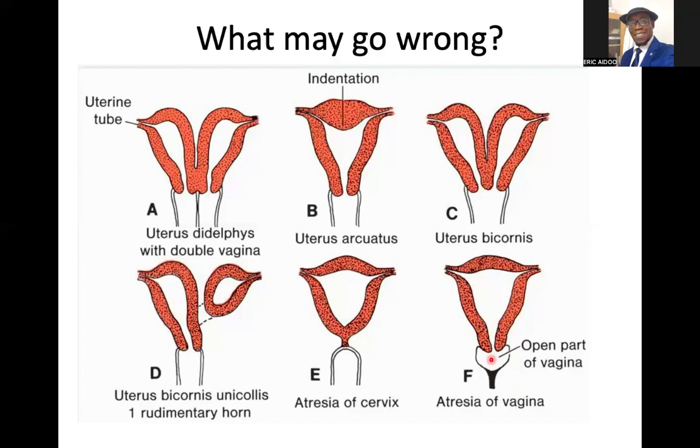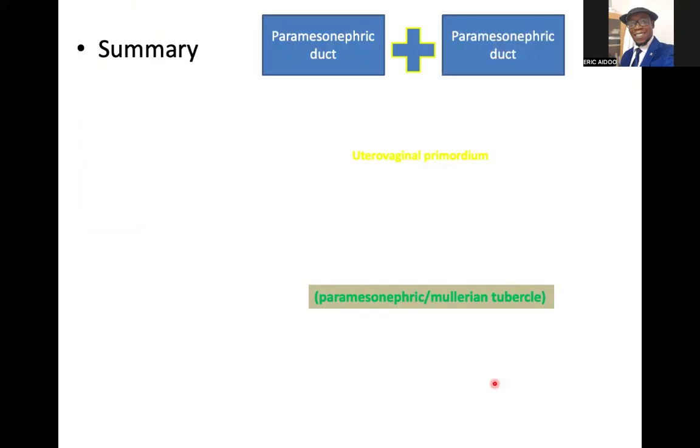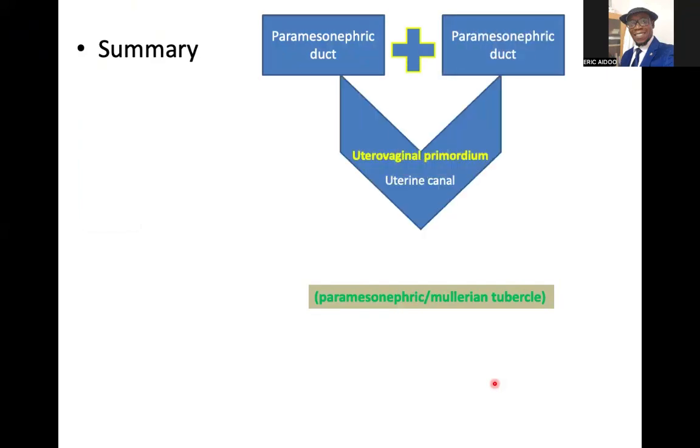So you have to note that the formation of the vagina is coming from two sources. The upper portion will be from the paramesonephric duct, and then the lower portion will be from the urogenital sinus. So let's note that. In summary, we are going to see that paramesonephric duct plus paramesonephric duct will give us uterovaginal primordium, within which you have the vaginal canal through to the uterine canal.